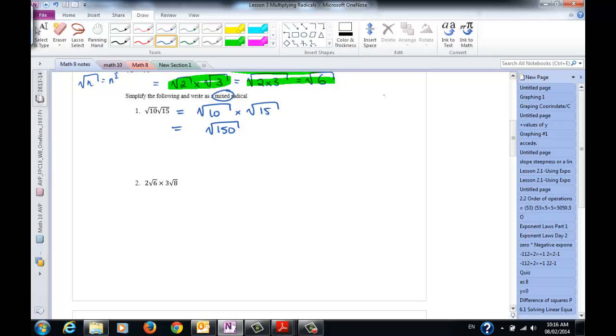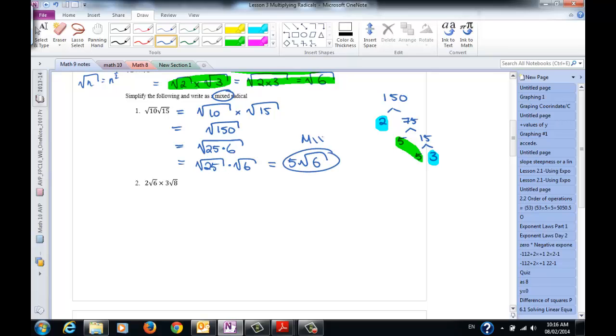Now, I want to write it as a mixed radical, so 150 I can write as it's divisible by 2, which is equal to 75, and that's divisible by 5, and that would be 15 times, and I can write this as 5 and 3. Because it's a square root, I'm looking for pairs. I have a pair of 5s there, so I can write this as the square root of 25 multiplied by my leftovers. Well, my leftovers are 2 and 3, so times 6, which is the same thing as the square root of 25 multiplied by the square root of 6, which is just equal to 5 root 6. And now I have a mixed radical.